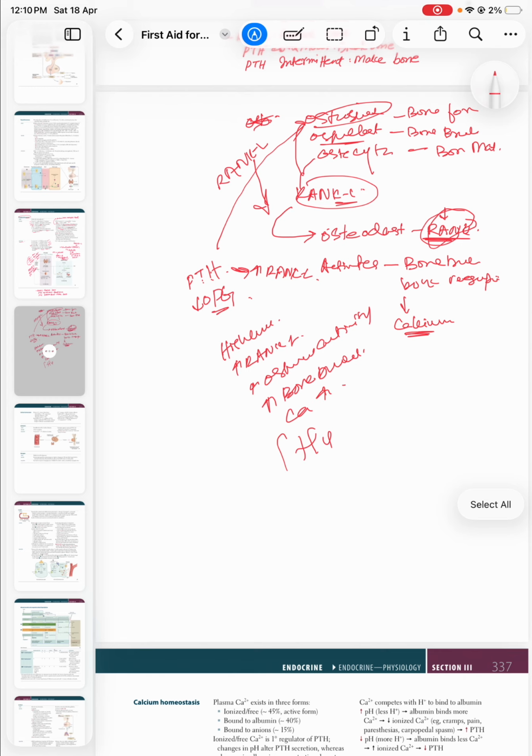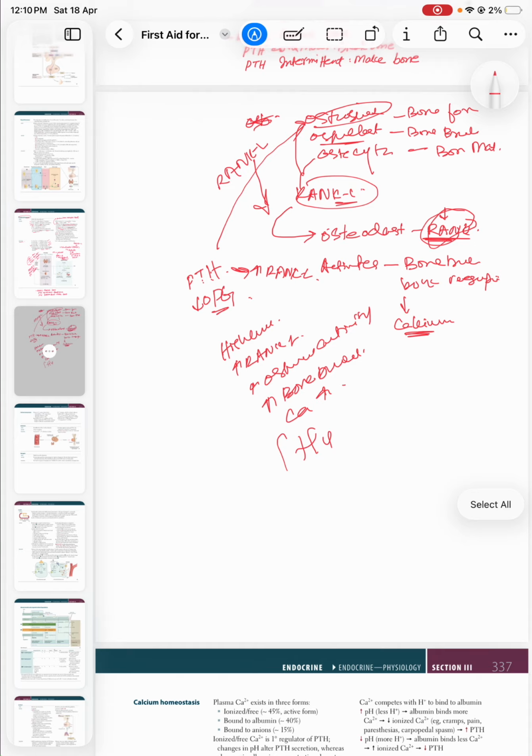Now we can put the whole thing in simple words: osteoblast and osteocytes release RANKL. RANKL activates osteoclast. Osteoclast breaks down bone, and calcium increases in the blood. But if PTH is given intermittently, it actually helps build bone instead. Okay, whenever the PTH is given intermittently, meaning the pulsatile doses are low, then it helps in the formation or buildup of bones.